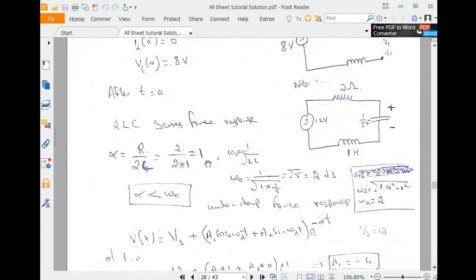Now, when t equal to 0, this is series free response. Okay, that's what I said. Series free response. When t is greater than 0, then also the source is connected to 12 volt. Find the value.